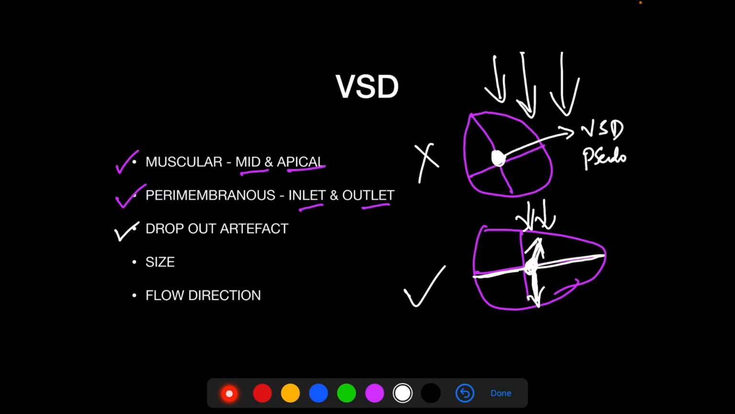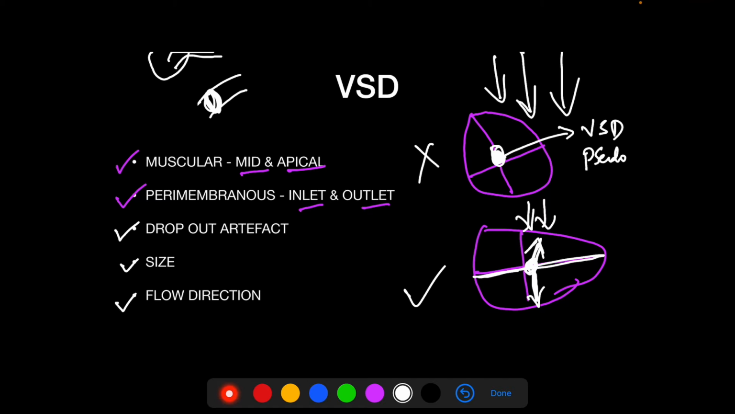And then the size of the VSD: if it is smaller than the aortic annulus lumen. In the outflow tract view, the LVOT view, you can judge the width of the aortic annulus. If the septal defect size is larger than that, then it could be a significant defect.